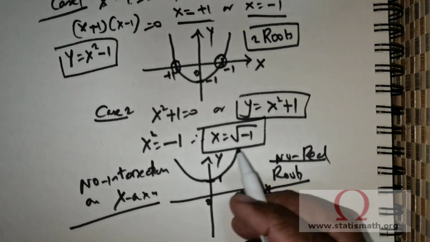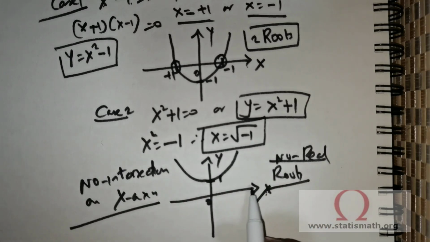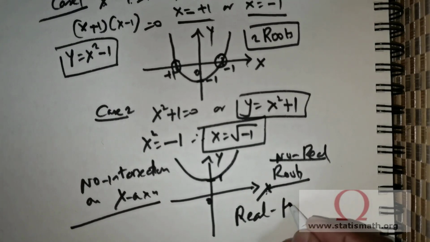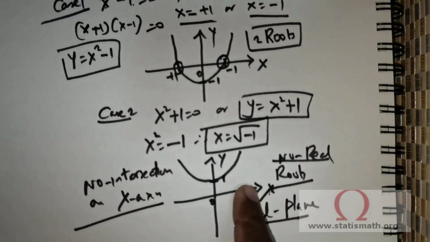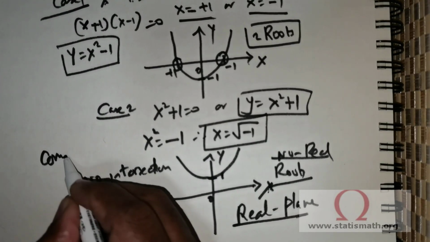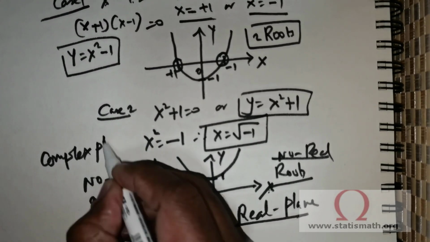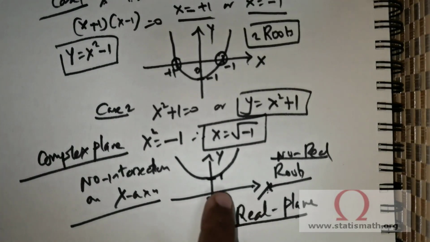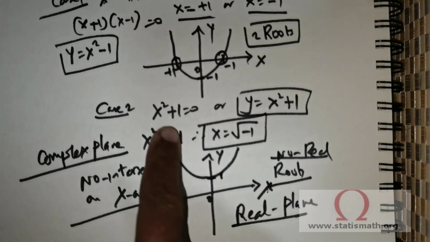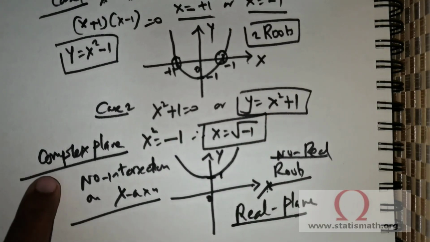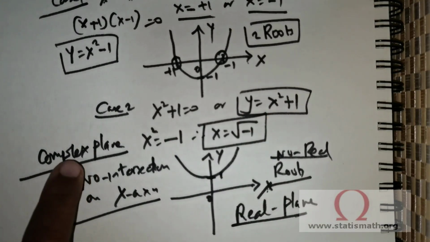So where would you find them? You would be finding them not in the real plane. We have got two planes. This is the real plane, x and y, and there is something called the complex plane. I'm writing it down here, complex plane. You will not be able to find the solution for these equations in the real plane, but in the complex plane you will be able to find it.